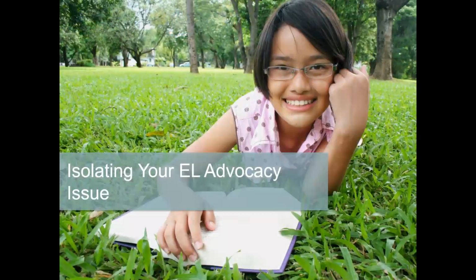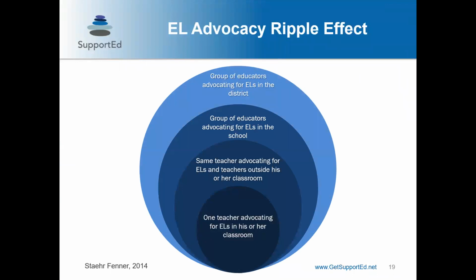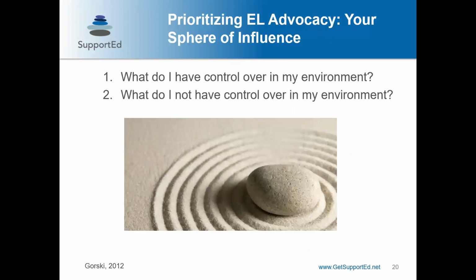So we're going to focus first on step 1, which is isolating your EL advocacy issue. And I'd like to show you the ripple effect of EL advocacy, which comes from one teacher advocating for ELs in his or her classroom. Then you can work with other teachers to advocate outside your classroom. You could have a group of educators at the school level, and then a group of educators advocating at the district level. You could go on to a state or a national level. But in doing so and seeing how much of an impact you can have, it's also important to think about the next piece, which is prioritizing your advocacy, so your sphere of influence.